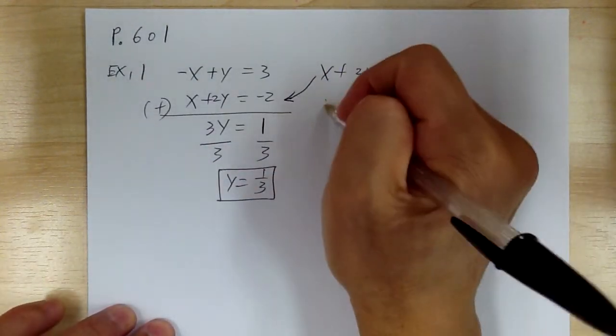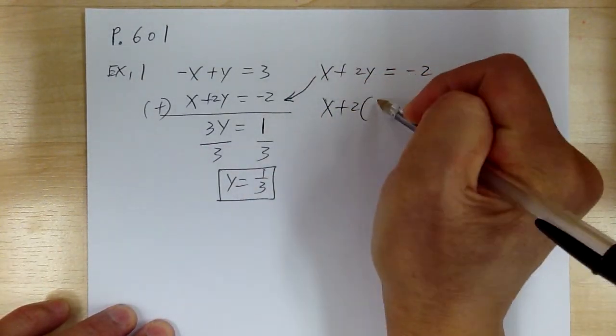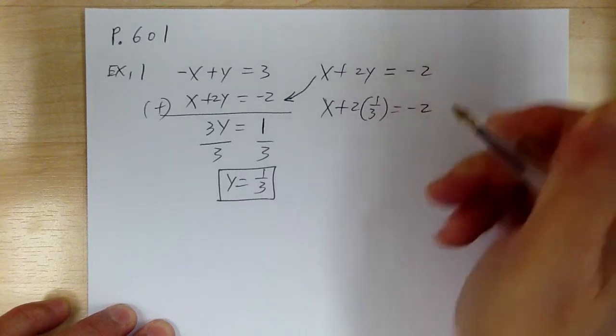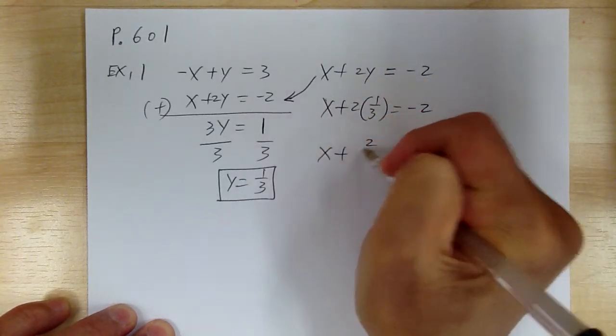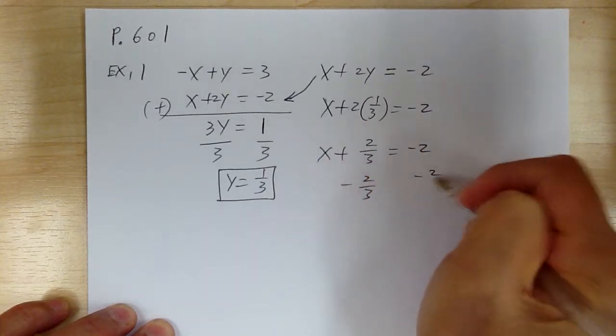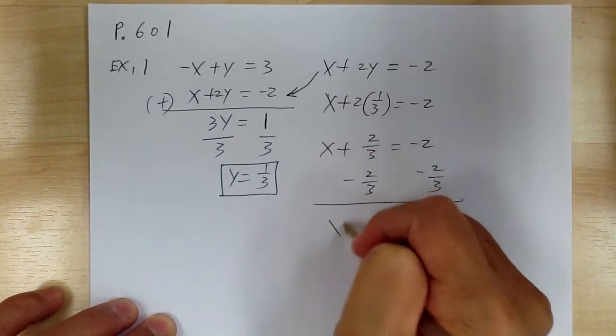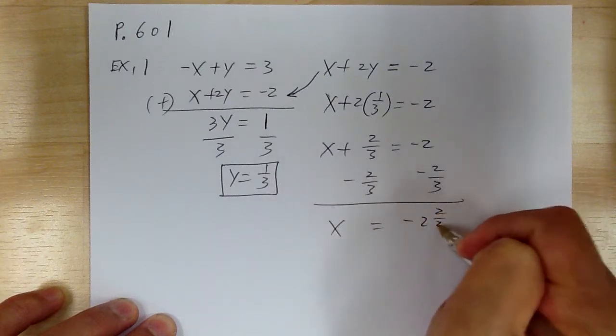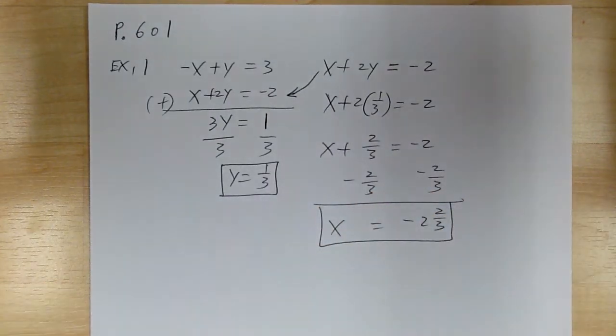So you substitute this in here. It'll be x plus 2 times 1/3 equal to negative 2. You multiply it out, and then you subtract, and you can use a calculator to work it out. Okay, and that's your answer. Again, the elimination method means you want to make the variables so that one of them will be opposite of the other, and so they can cancel out.